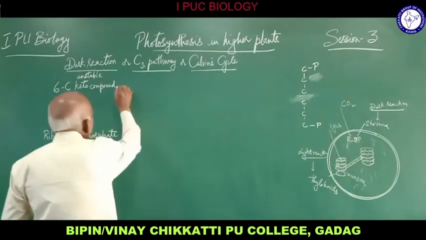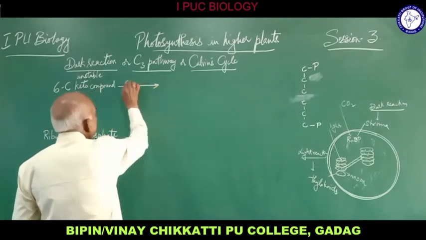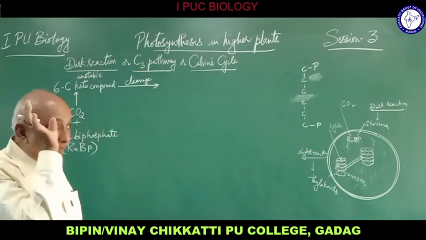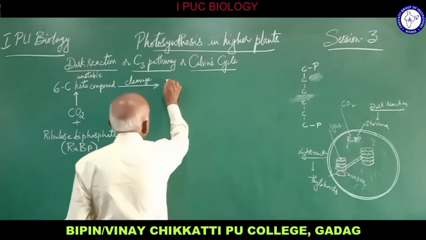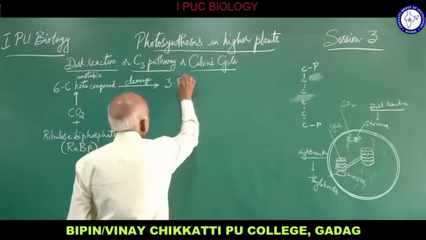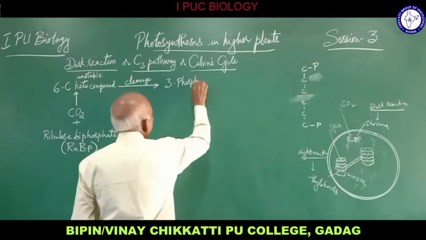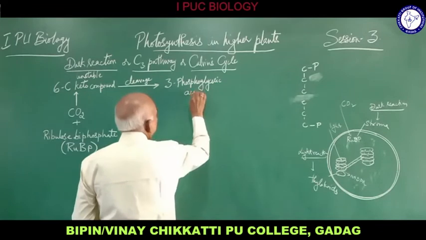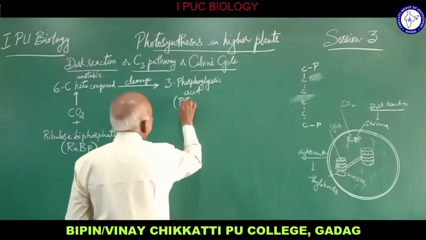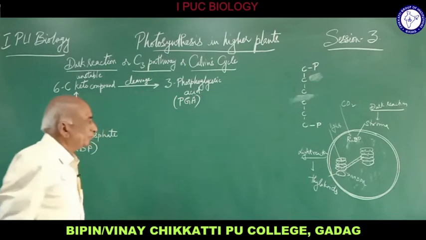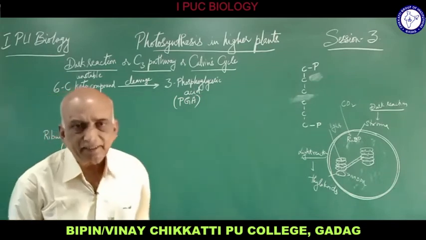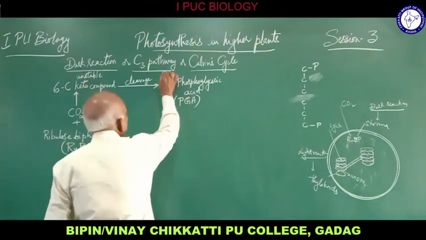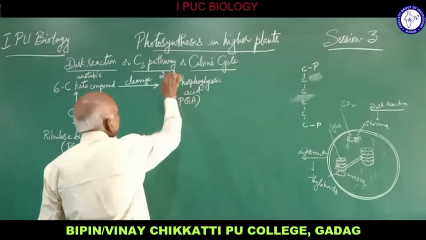When this splits, that means it undergoes cleavage. Cleavage means splitting. The product is called 3-phosphoglyceric acid, or it is also written as PGA. So 2 molecules of 3-phosphoglyceric acid are formed here.